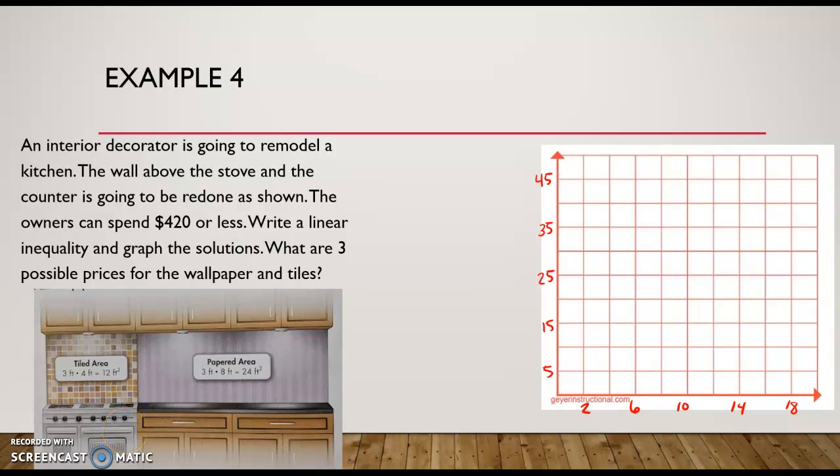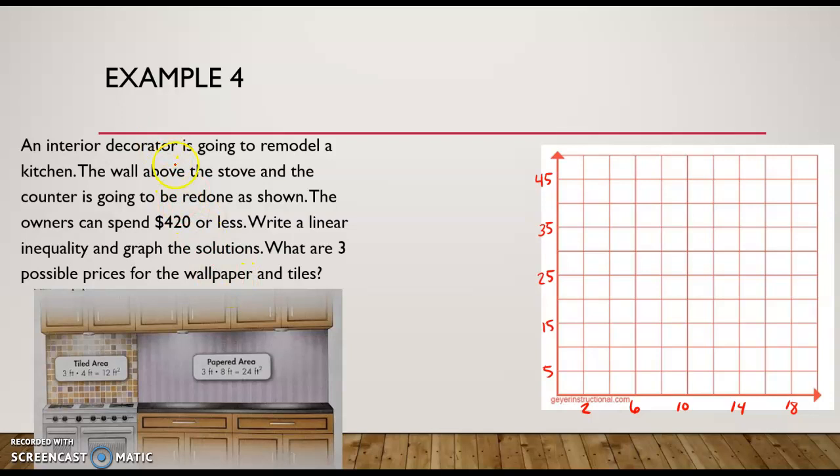All right, let's get down to business and finish out graphing inequalities, or linear inequalities. So, word problem. An interior decorator is going to remodel a kitchen. The wall above the stove and the counter is going to be redone as shown. The owners can spend $420 or less. Write a linear inequality and graph the solutions.